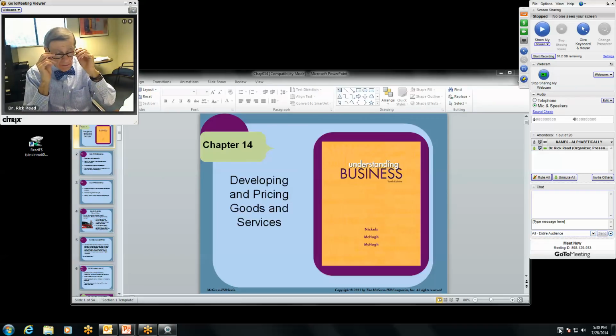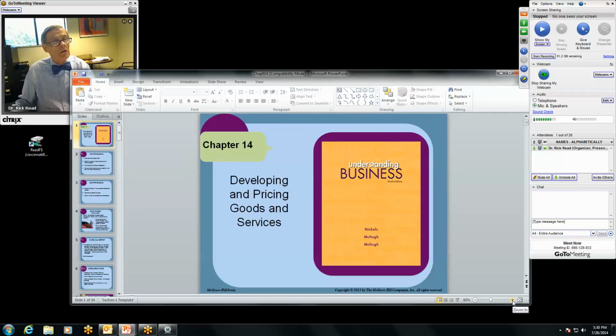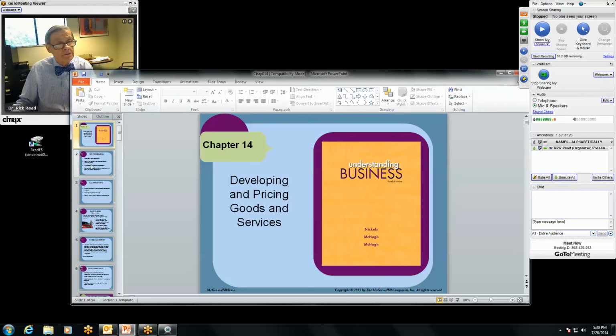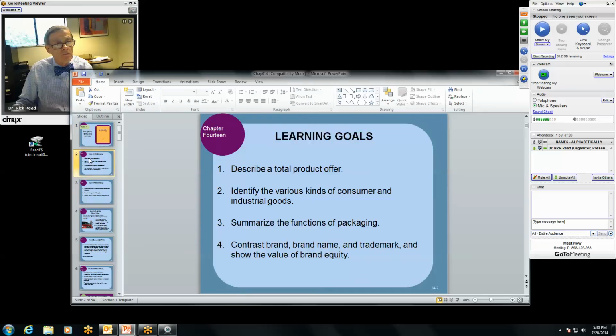Well, it's 5:30. We're back to conduct chapter 14, developing and pricing goods and services. I think this is always an interesting chapter because we get to look at some pricing strategies and have some kind of an idea of how companies and marketers arrive at prices. So let's look at our learning goals for chapter 14.